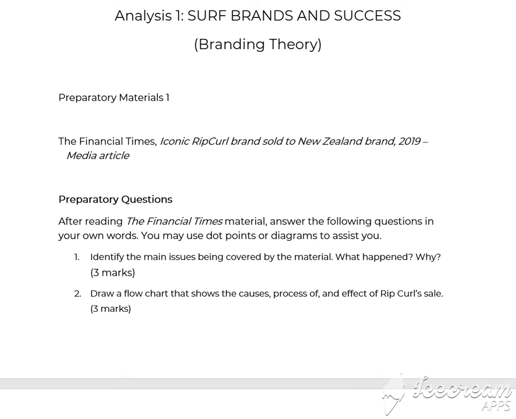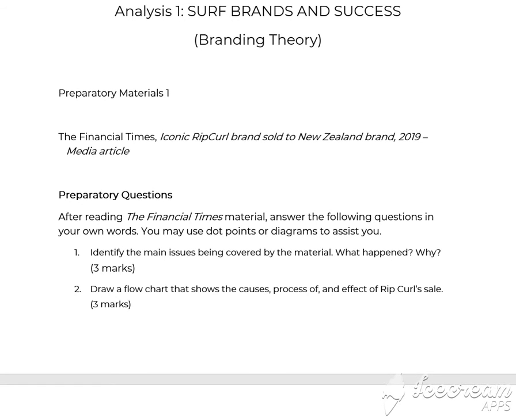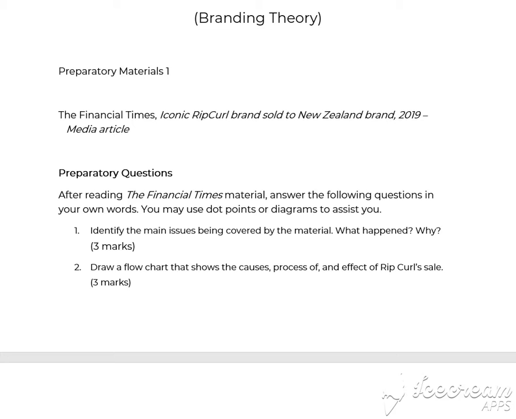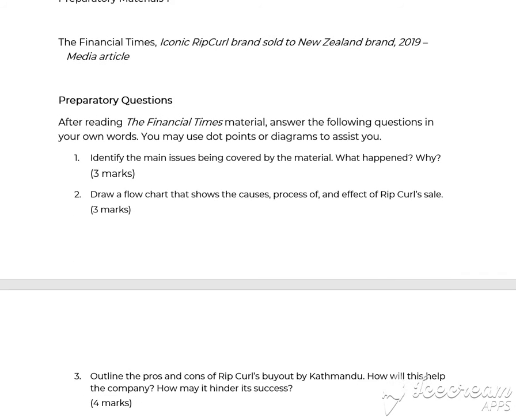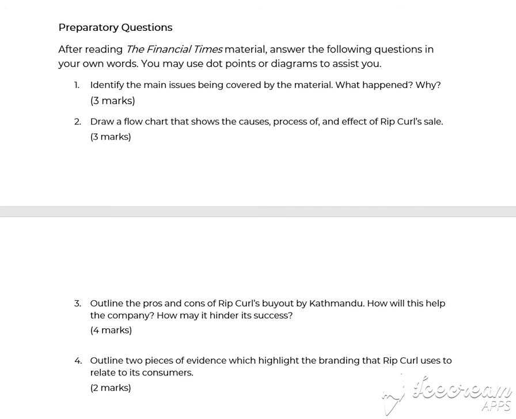So in our analysis, we're going to read through the Financial Times material and we're going to answer some questions. And I've tried to make it really clear how much you would be writing in response to each of these questions. So the main issues being covered, what happened and why. Please make sure that you provide an overview sentence. So, this is what happened to Rip Curl. This is why it happened. But where possible, try and integrate some quotes and we'll do some examples of stuff as we go through.